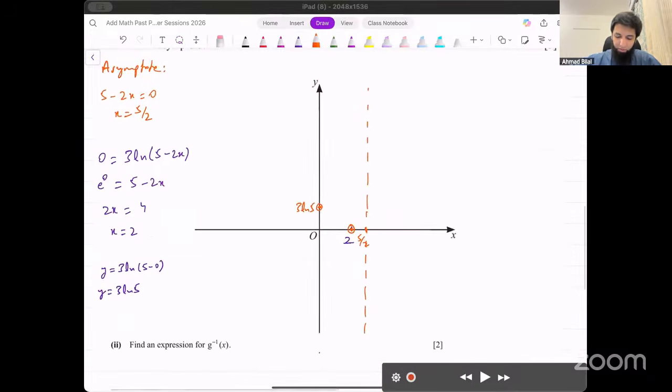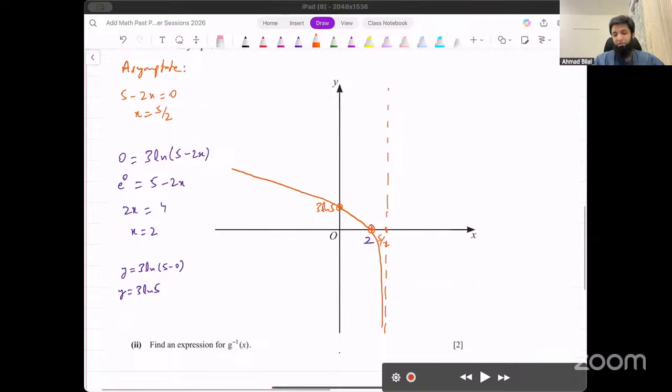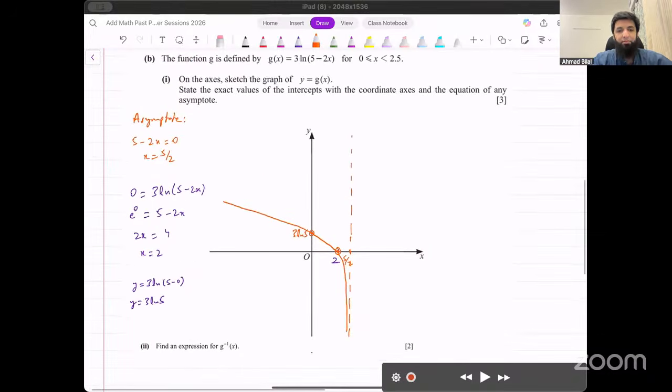And now you can make that shape of the standard log graph. You can clearly see it's going to go towards negative infinity on this side. So it goes like this. On the other side, it slowly keeps going up like this. And that's the graph that you draw there. Okay.